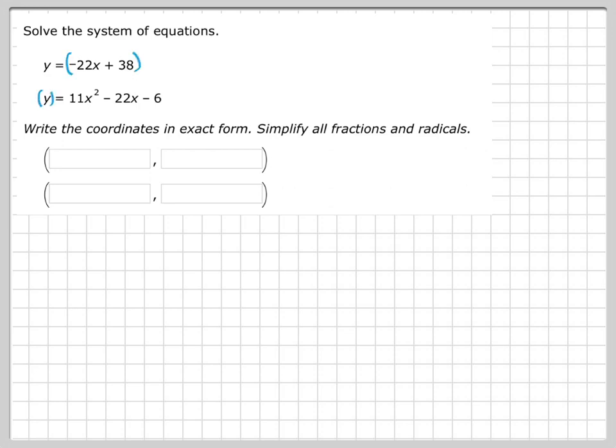Okay, so I'm going to take what y equals and plug it into the other equation. It doesn't matter which way you do this. I'm going to do it this way. You could take what y equals right here and plug it into the y up here, but this is the way I'm going to do it. All right, so let's write negative 22x plus 38 and put that into the y. And this is what it would look like. We don't need the parentheses anymore because nothing's multiplying to them.